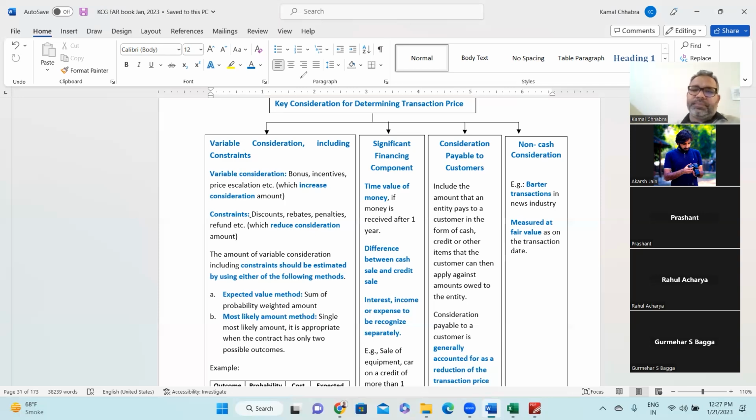Make sense? Yes, sir. Prashant, Rahul, Gurmeher. Yes, sir. Yes, sir. Yes, sir.